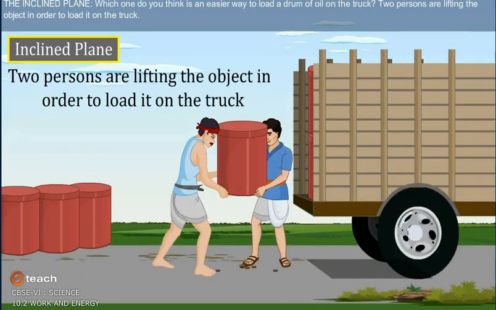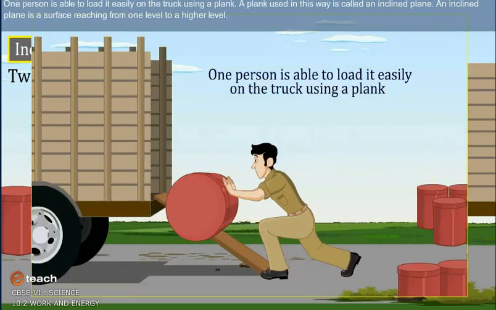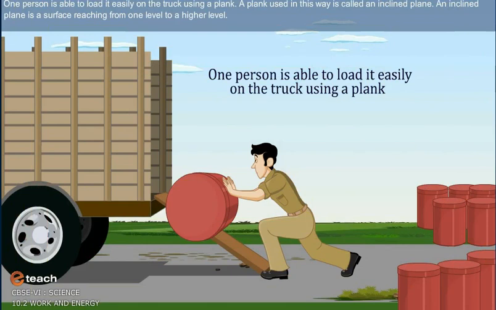Two persons are lifting the object in order to load it on a truck. One person is able to load it easily on the truck using a plank. A plank used in this way is called an inclined plane. An inclined plane is a surface reaching from one level to a higher level.